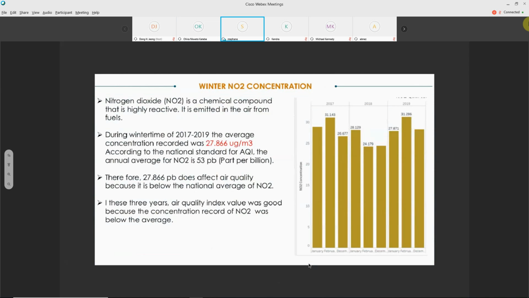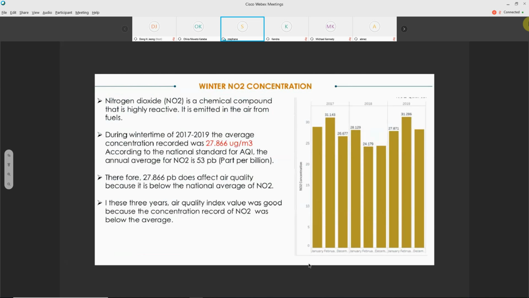So in this picture, we decided to focus on the winter time. So in order to do that, we didn't use all the data. So we filter the data. So we used the data from 2017 to 2019.